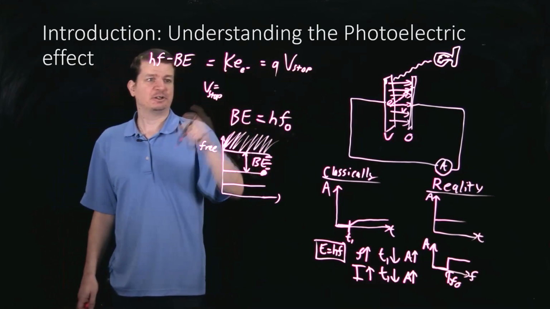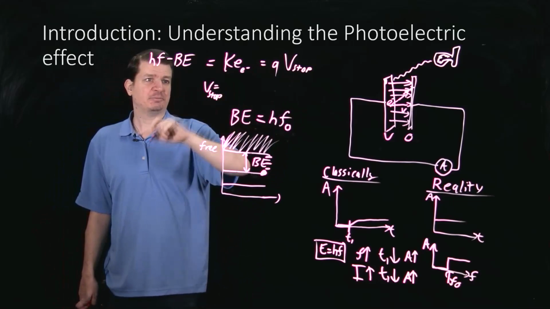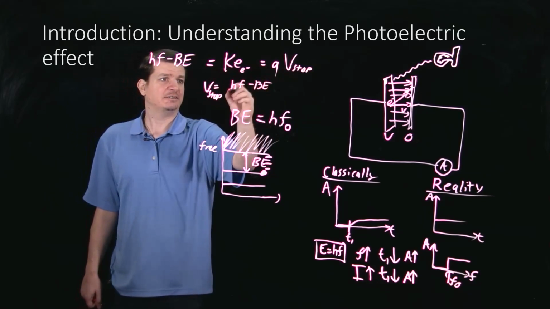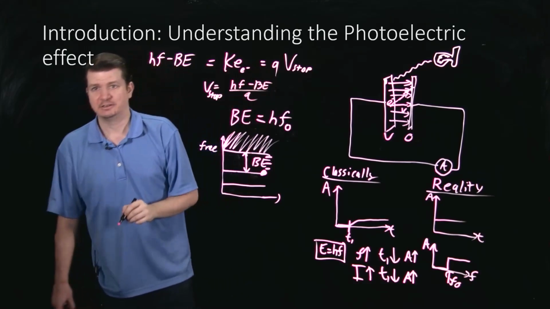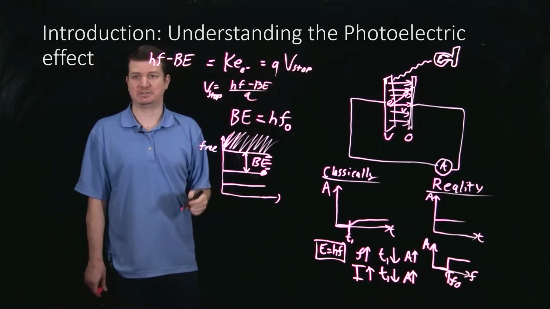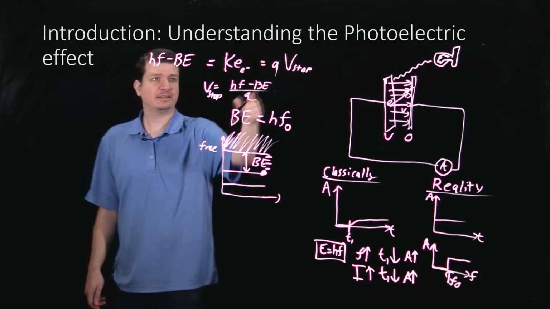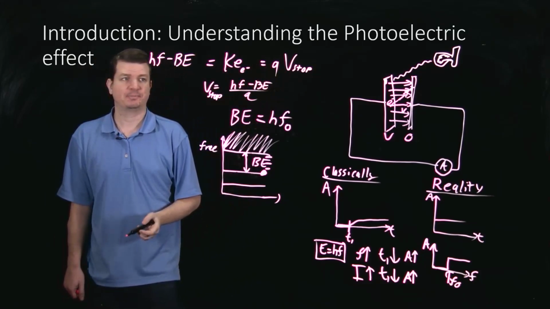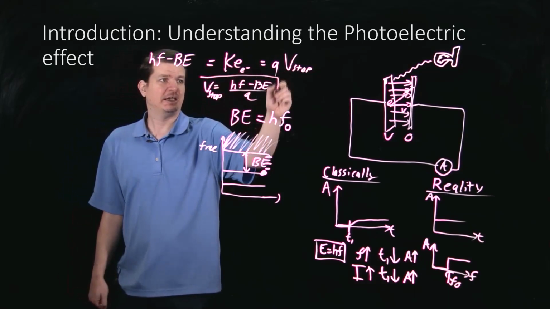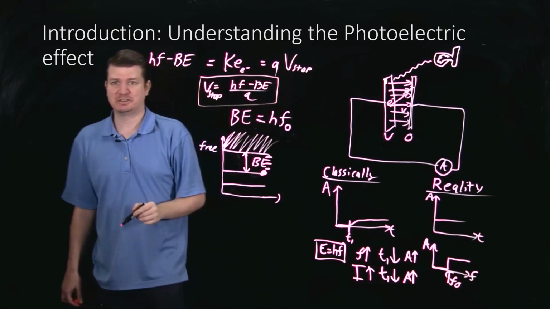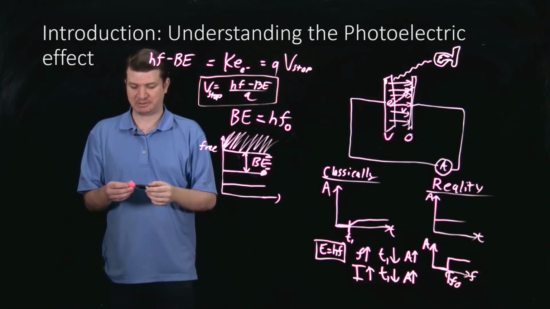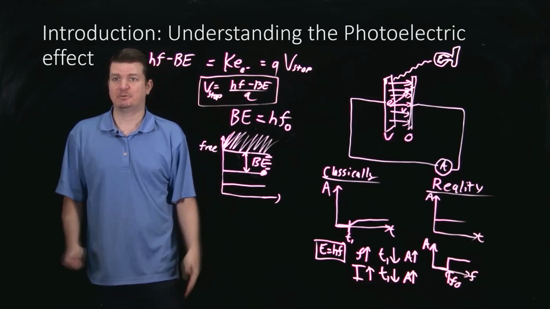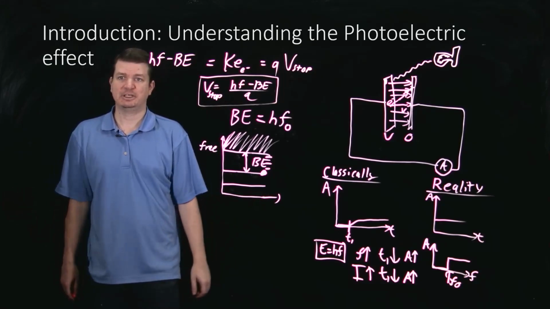Well, that is going to be the fact that I will stop this thing when hf minus the binding energy, divided by Q, is that potential. Because according to that, I will equal the kinetic energy and reverse the motion of the electron. We hadn't really looked specifically at this. We mentioned that there was some potential that you could use to stop all current, but now we can explain exactly what it is. We can test this, and indeed we get it right.